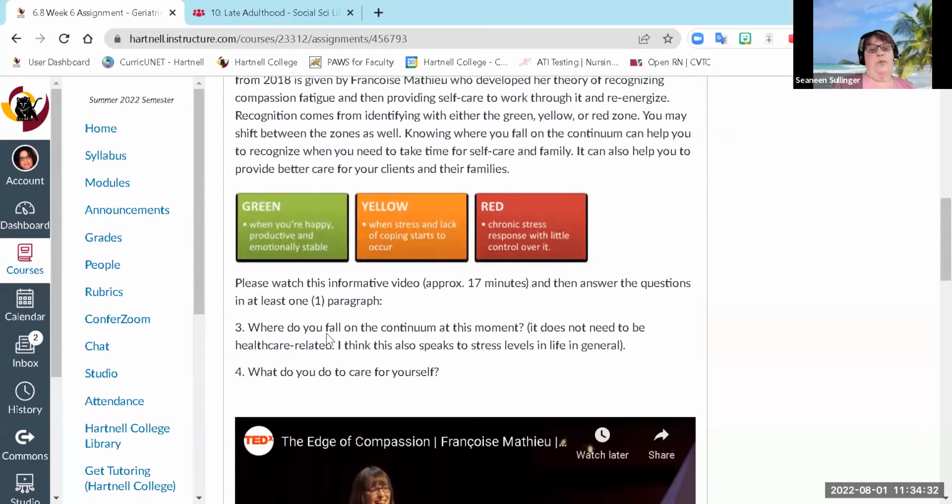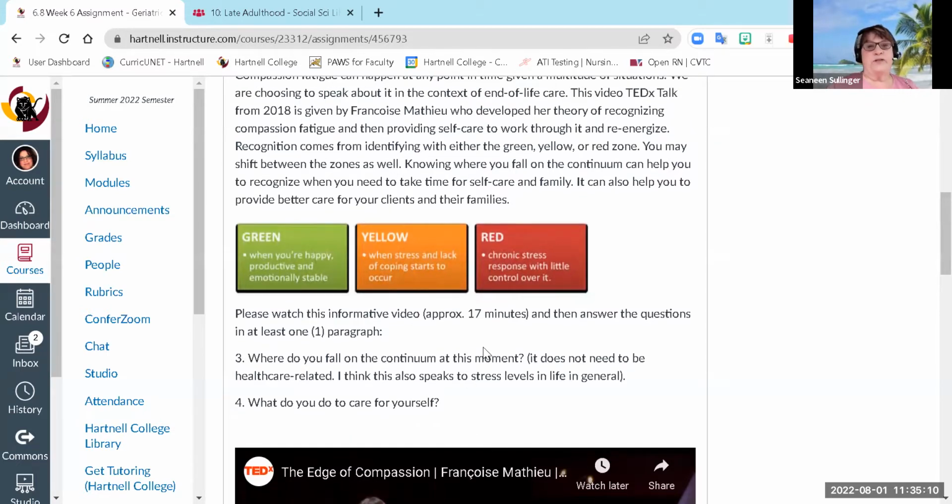Think about, where do you fall on this continuum at this moment? It doesn't have to be healthcare related, just in general, especially what we've been going through these last couple of years. Are you in the green zone when you're happy and productive and emotionally stable and everything's going well? Are you kind of in the yellow when stress and lack of coping start to occur? Or are you actually in the red where it's chronic stress and there's little control over what's going on? Think about that. And then what do you do to care for yourself? What are some things that help you stay in the green, get to the yellow, get out of the red?